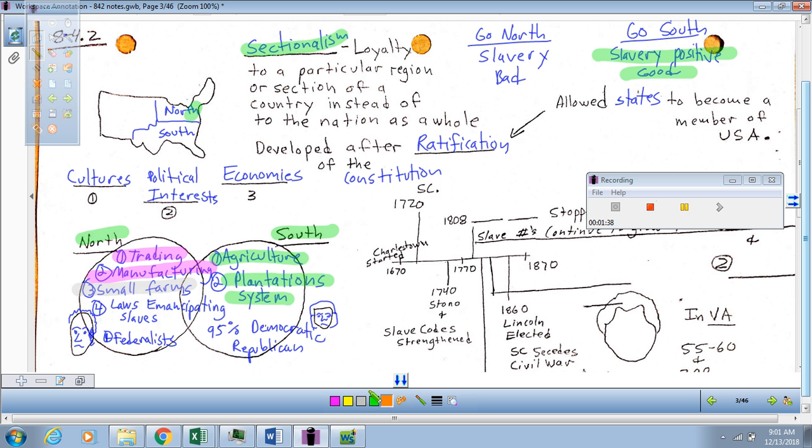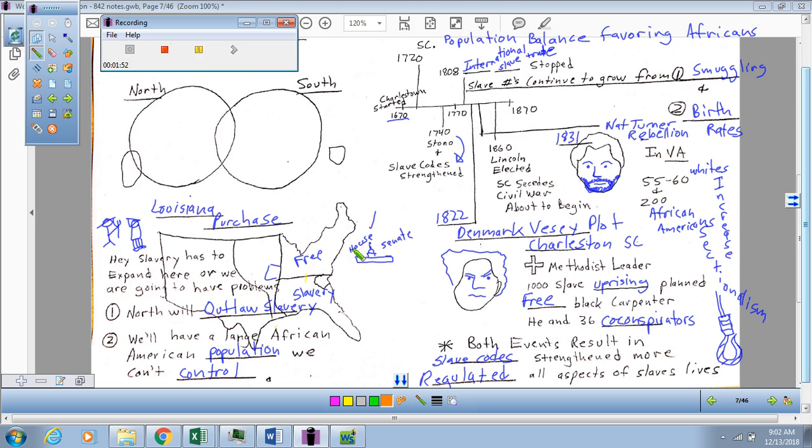Perhaps most important were the laws emancipating slaves in the North. The political differences resulted in the North being primarily Federalist, while the South was Democratic Republican. Any event concerning slavery usually increased sectionalism. Slave revolts were no exception. The northern free states saw slavery as a major problem that needed to be solved or eliminated.